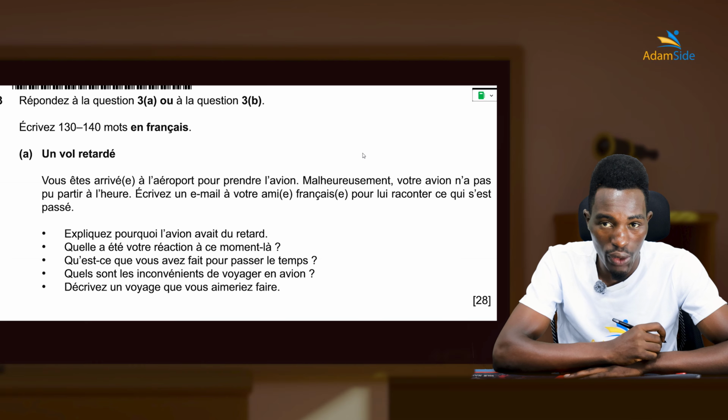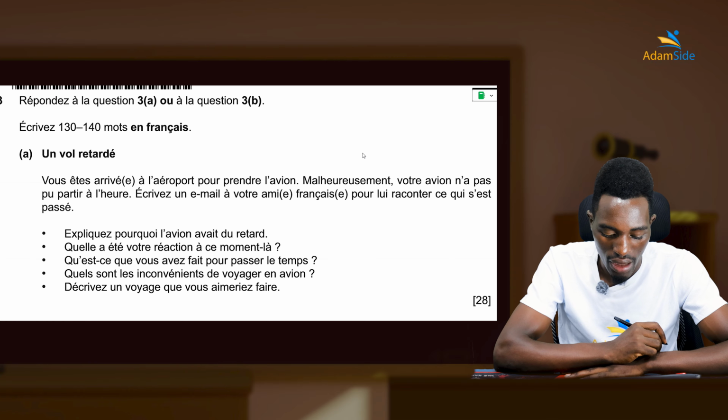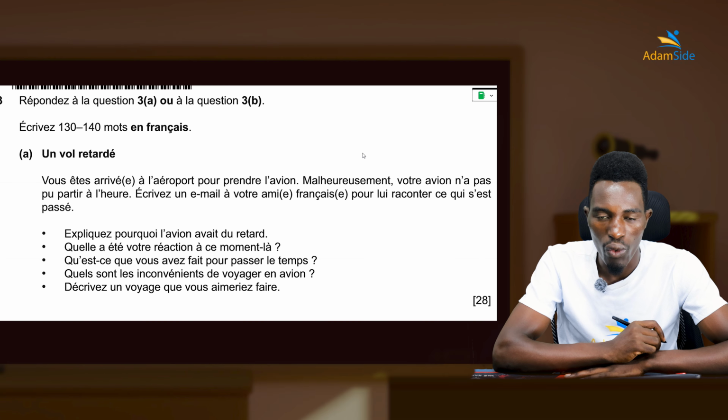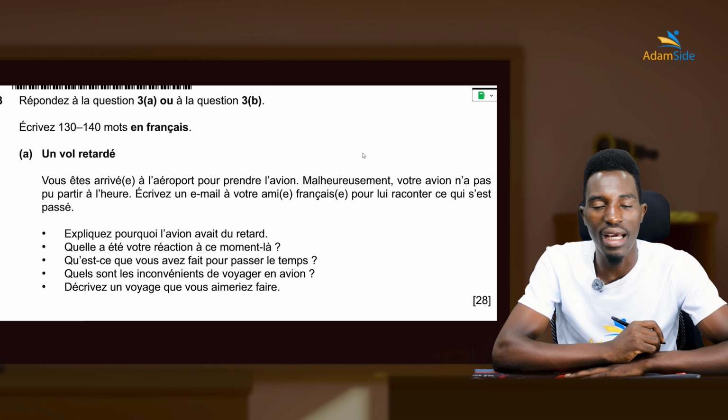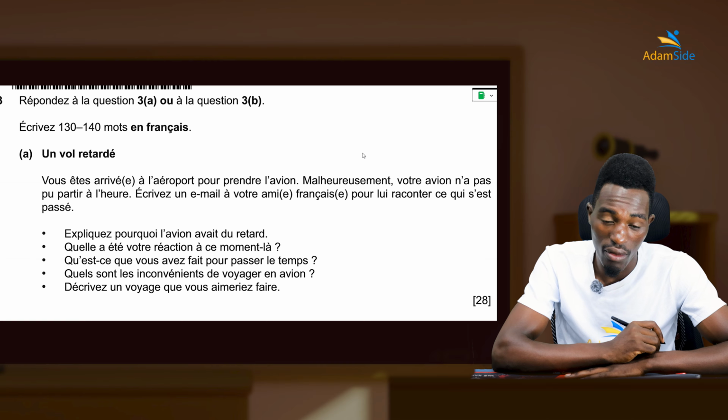So when you are doing the question number 3 in French writing IGCSE exam, make sure you read the 2 questions. You read the question A and the question B, so as you can get the best question that you have to attempt. So the question that you think you will understand more is the question you have to attempt. So I do advise you that make sure you read the 2 questions for you to get the best choice.